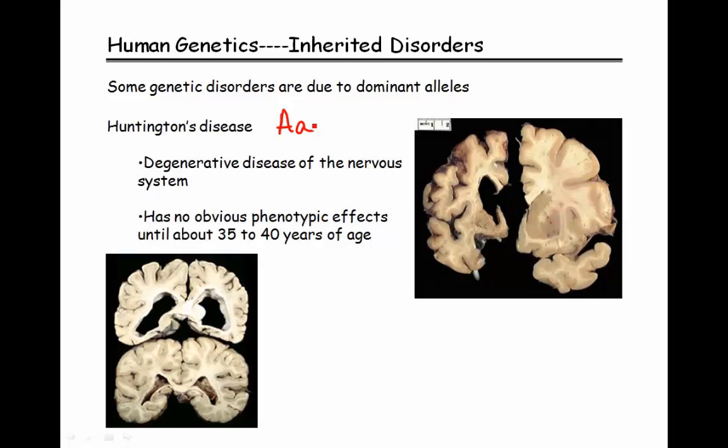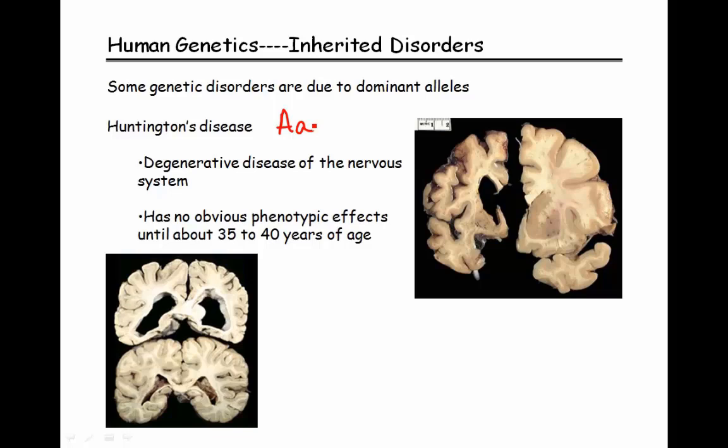And this particular disease does not have any obvious phenotypic effects until the individual is about 35 to 40 years old. So that means they are very normal until, say, they're 35 or 40 years old, at which point they start to have some symptoms appear. Sometimes it is a very quick onset and fast death. Sometimes it is very slow and drawn out.